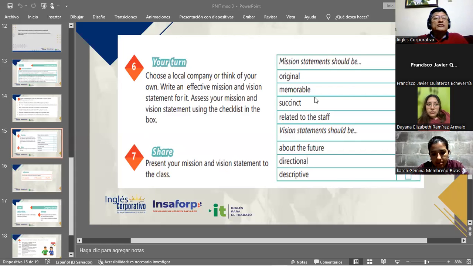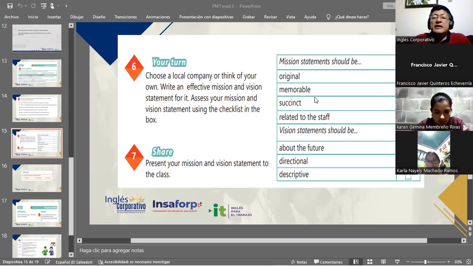Mission, we are an institution that provides specialized hospital medical care to the general population, satisfying comprehensive health needs with a focus on quality and custom services. All right, thank you.